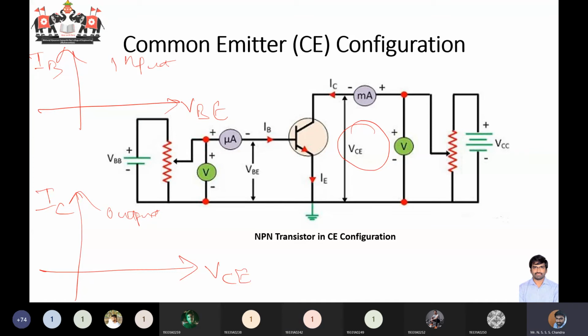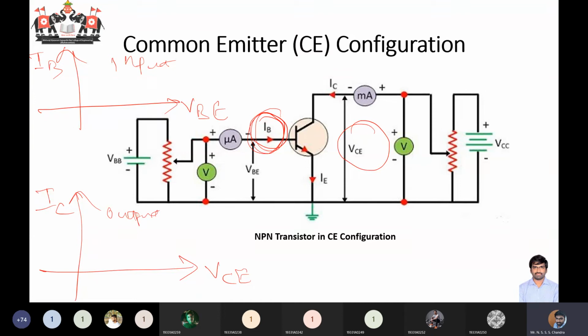For output characteristics, your input current should be kept constant. What is the input current? IB. Right. So when you're drawing the output characteristics, your IB should be kept constant. For different IB values, you will get different shifts in graphs. If you're changing the IB value, the graph will be shifting.